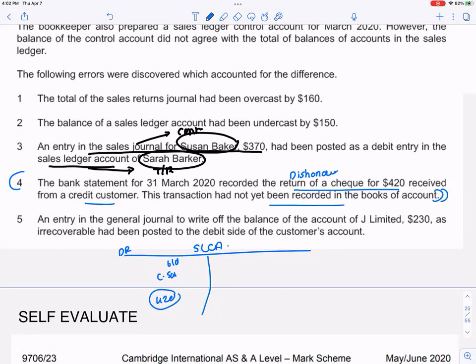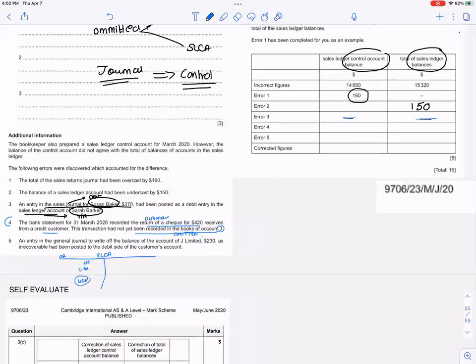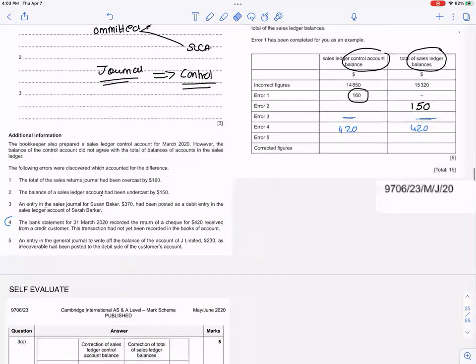And this is not recorded in the books, omitted. What is omitted? Where do we do it? At both the places. Yes. Because SLCA has a debit balance and I have to do something on the debit side, it would be an add. Are you all with me? Yes. Come on, read the fifth one and tell me.